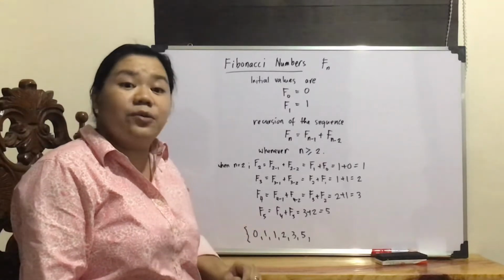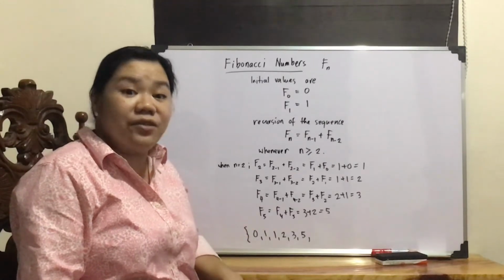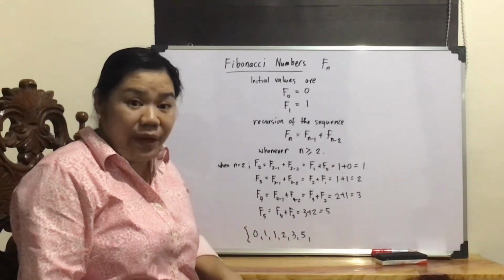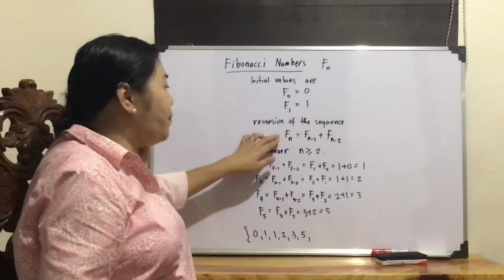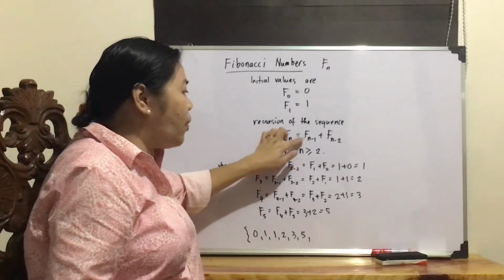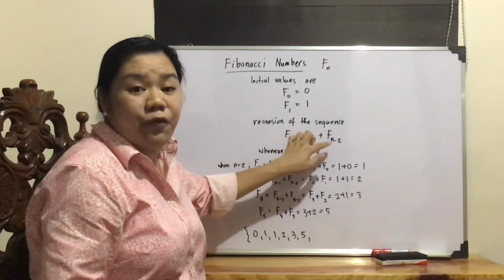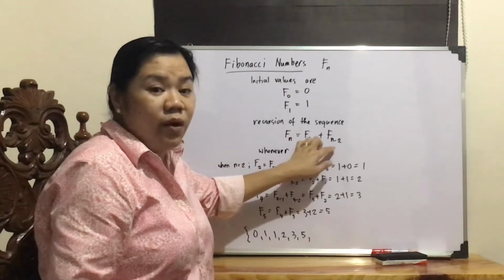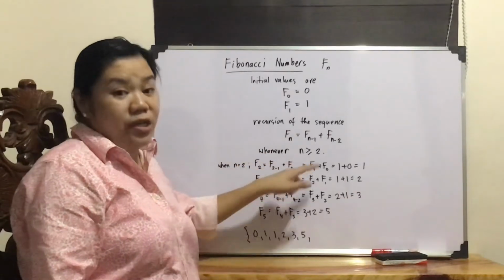And then the next rule that we must satisfy is the recursion of the sequence. Here, Fibonacci gave the recursion as F of n is equal to F of n minus 1 plus F of n minus 2, whenever n is greater than or equal to 2.